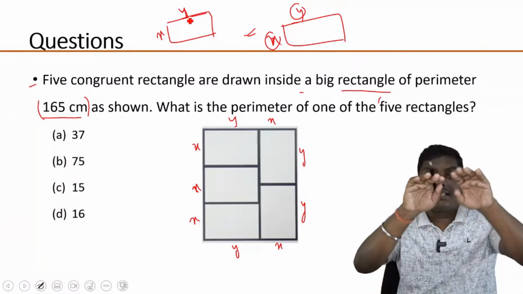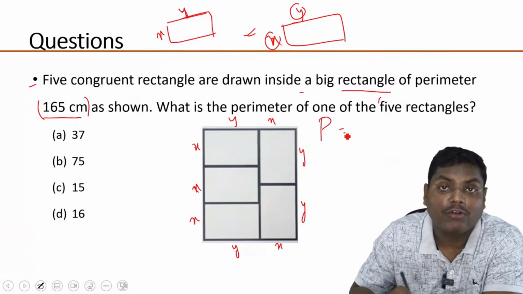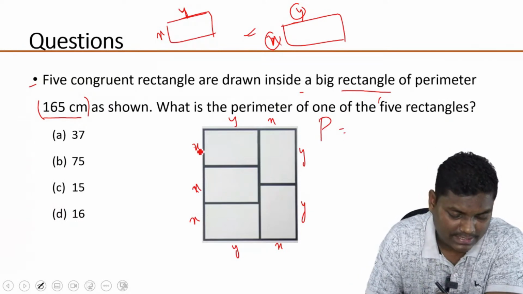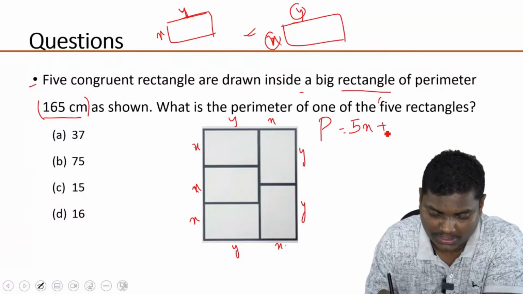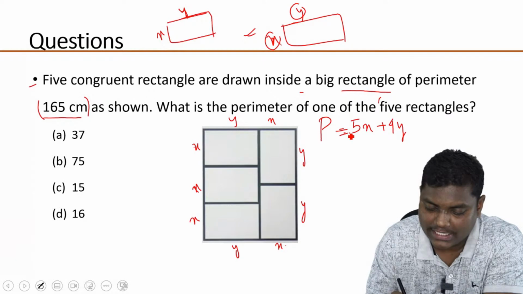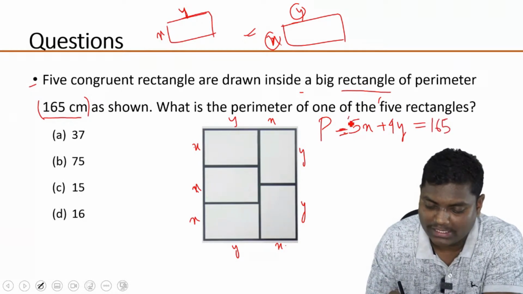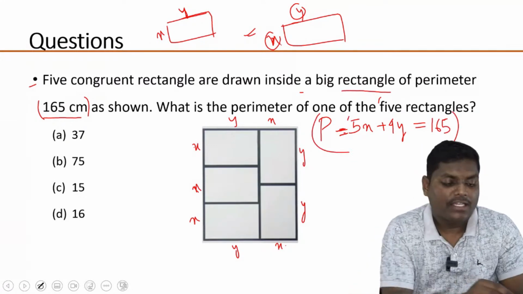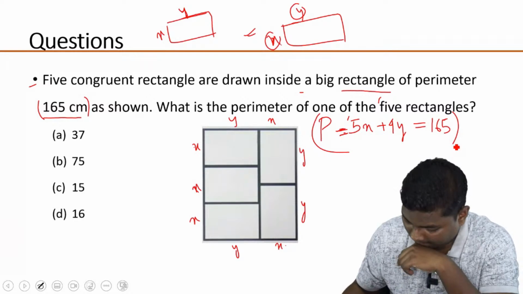So what is the perimeter? Perimeter is basically the entire length of the boundary. So the perimeter will be the summation of all this. So basically x plus x plus x plus x plus x, so it is 5x plus 4y. So this 5x plus 4y will be equal to 165. That's what is given in the question.